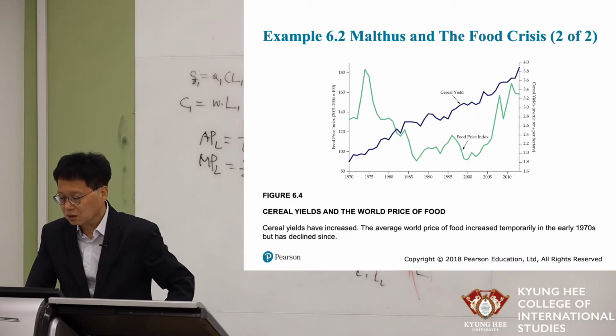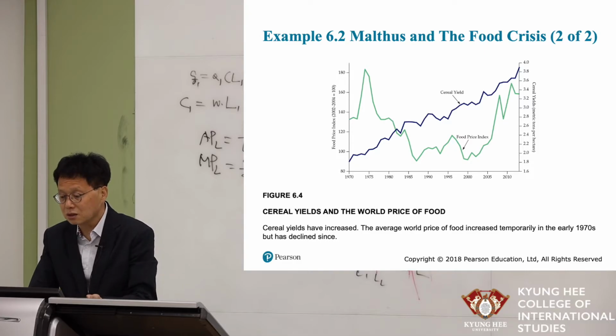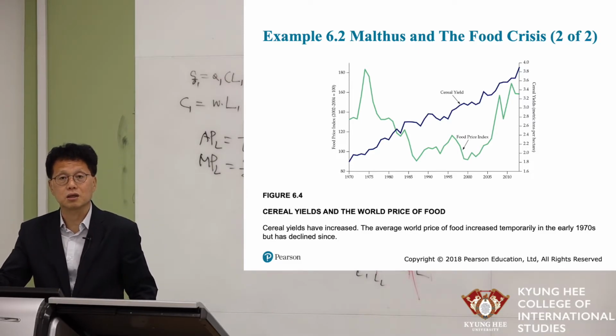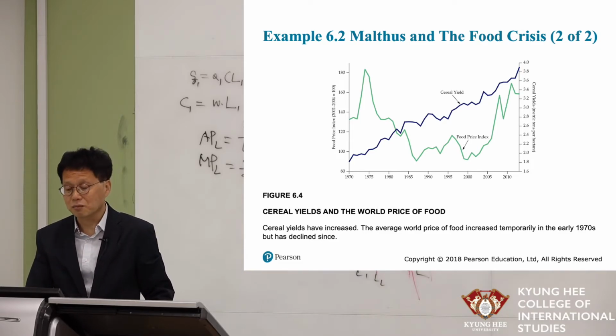So look at this. Cereal yields, the food production index, is like this. Food production increases like this, and the price index is like this. The price of food decreases instead of increasing in this period. In the long run, food price doesn't increase, simply put. If production were smaller than demand, as Malthus predicts, the price of food should increase, but that doesn't happen. And food output increases greatly because of technological change.